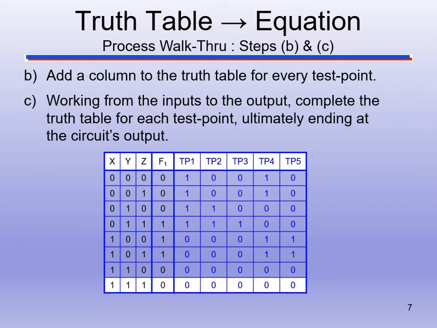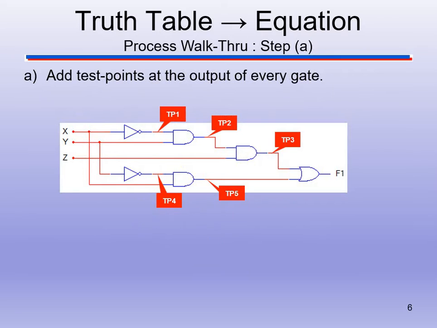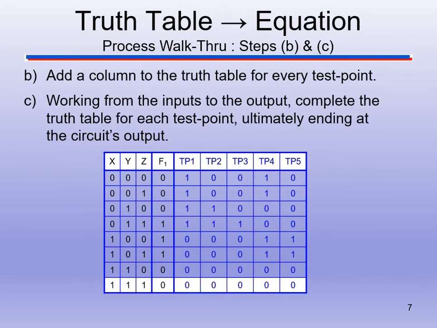So how do we know how to make this? Well, we have X, Y, and Z, right? Those are the inputs, looking back at the circuit right here. And then we have our output, which is F1. And then we write down what the value is at that test point.